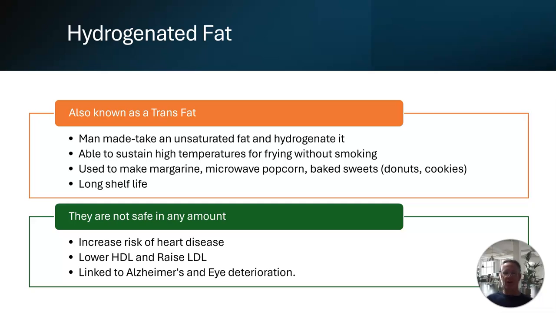You can see here it says it lowers your HDL and raises your LDL. We'll get into blood cholesterol in a little bit, if you haven't heard of it already. High density lipoproteins, or HDL, is your good cholesterol. Trans fat lowers the good cholesterol and raises your LDL, or low density lipoproteins, which is your bad cholesterol, which is related to heart disease. It's also linked to several other diseases like Alzheimer's, and it can affect eye deterioration and whatnot. So do not eat trans fat. Make sure you're checking those labels. All right. Thank you.